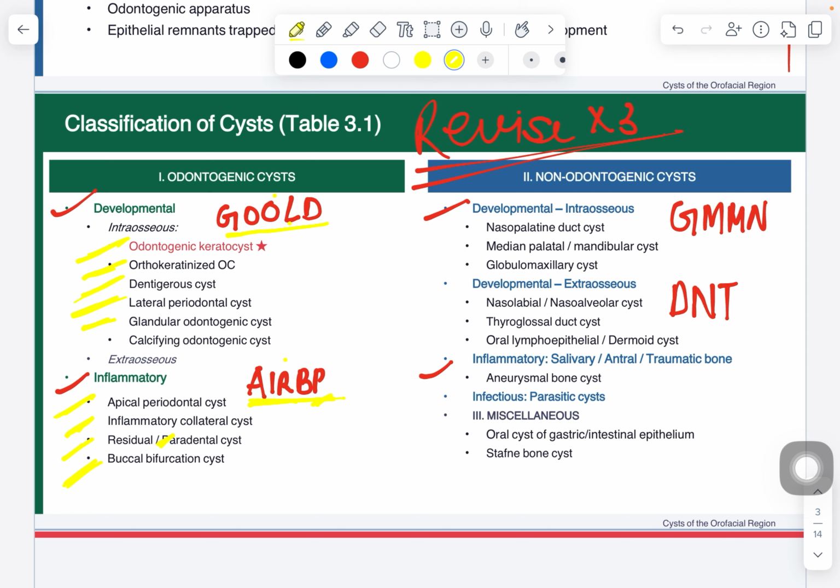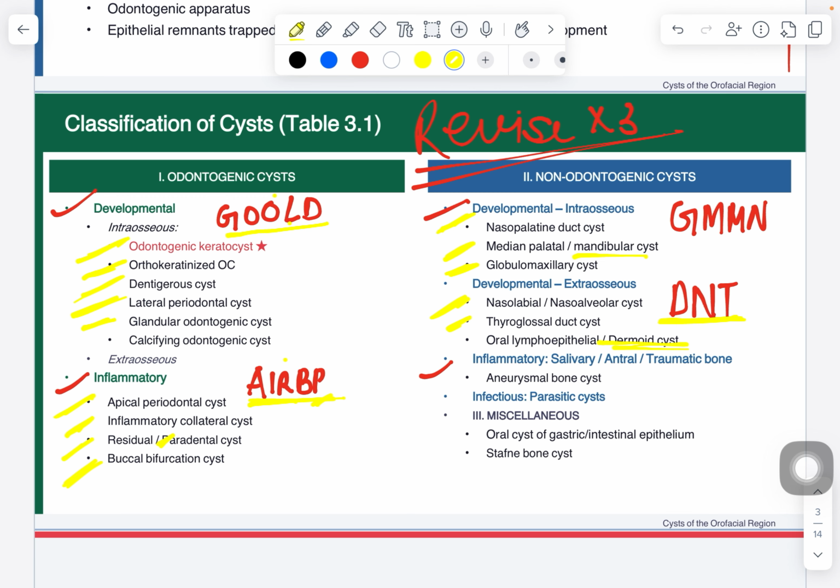Coming on to non-odontogenic developmental cysts: globulomaxillary cyst, median palatal cyst, mandibular cyst and nasopalatine duct cyst. The last one, developmental extraosseous cyst. Coming to the mnemonic DNT: dermoid cyst, nasolabial cyst and thyroglossal duct cyst.